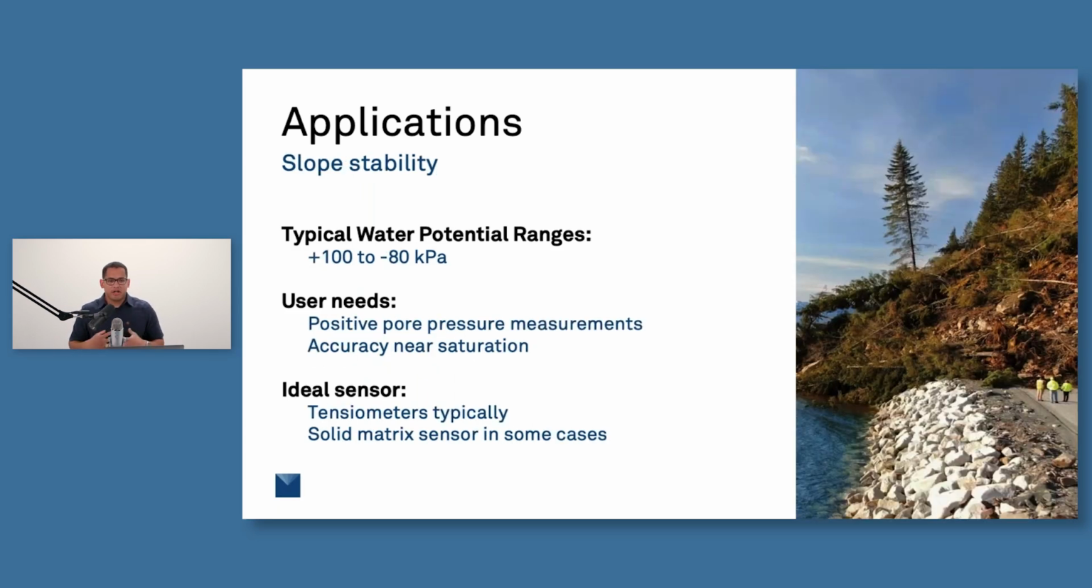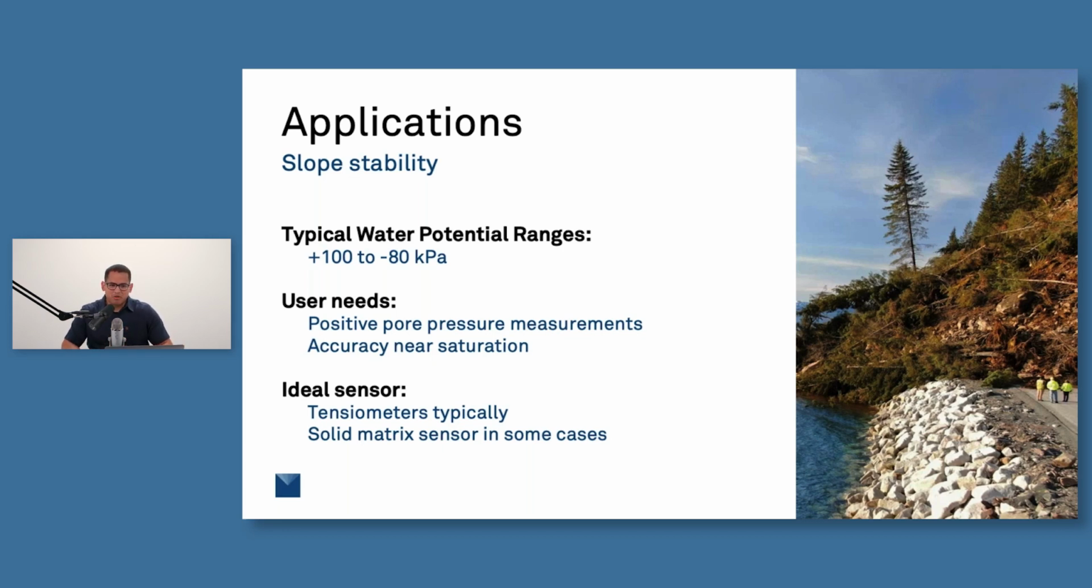Then let's think about another application. Let's say we're looking at slope stability, which has very different needs from that of irrigation and some of these other studies. Typical water potential ranges can be anywhere from +100, which is going to be saturated and a perched water table, down to -80 kPa. In some cases, you might go well beyond that, depending on the site. But typically, when we're thinking about slope stability, we're thinking about that wet range, where we're at a higher risk of slope failure.